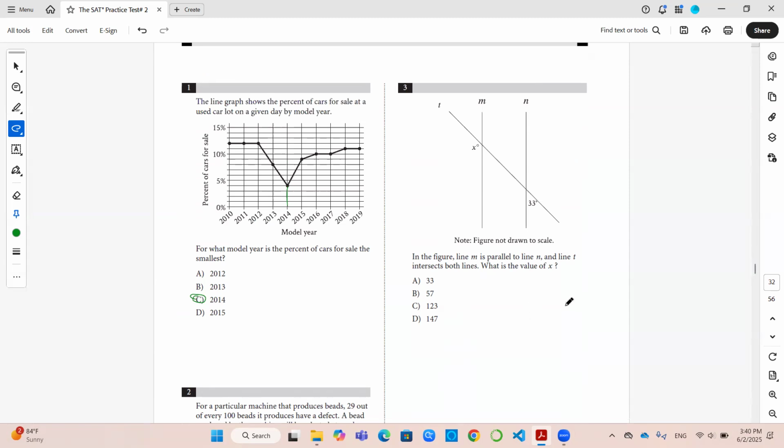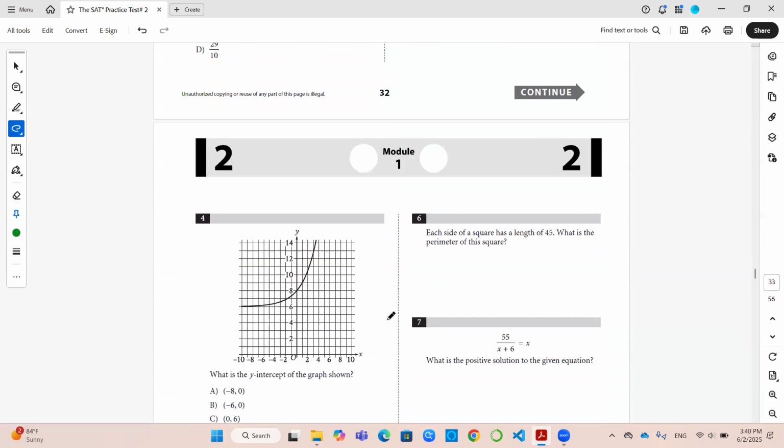In the figure, line M is parallel to line N, and line T intersects both lines. What is the value of x? Well, we know that this and this are the same, so x plus 33 is equal to 180. So we can determine that x is 147. So D as in David is the correct answer.